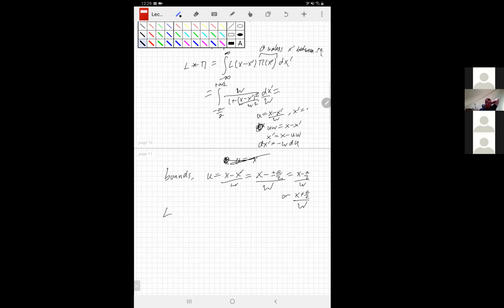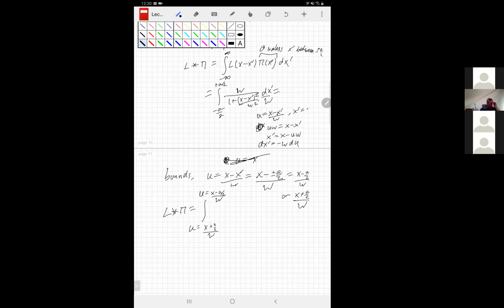So we put all this together: L star top hat equals the integral from x equals... now we have to be very careful here, because the way this was defined, it won't be an integral from x equals, it'll be an integral from u equals (x plus a over 2) divided by W to u equals (x minus a over 2) divided by W.